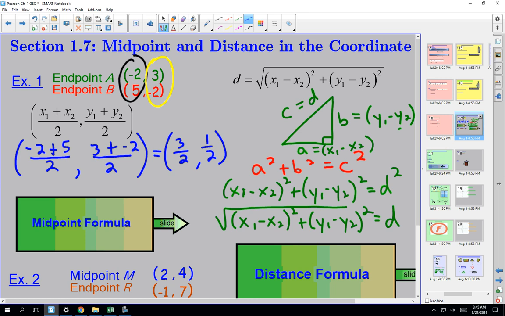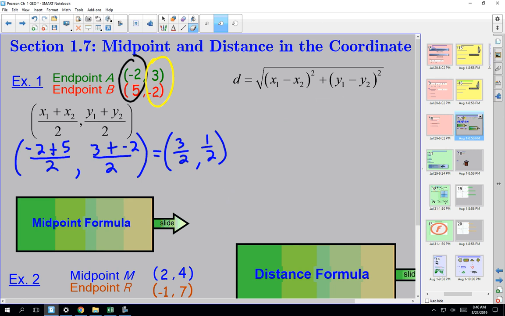And then we're asked to also find the distance here. So let's take our distance formula. Did everybody get all this written down here? Do you need more time on this? Okay, so we're going to go ahead and calculate the distance here with these same 2 coordinates.